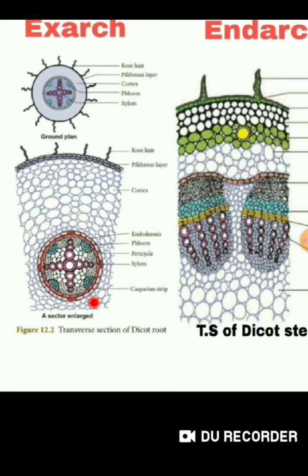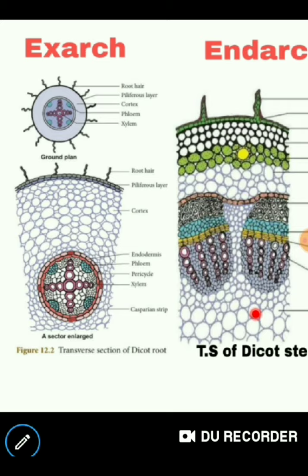Okay, second one is exarch. In exarch type, protoxylem is towards the periphery and metaxylem towards the center. This pattern is called as exarch, and this type of arrangement is seen in the root part. So if protoxylem is found in the periphery, you call it as exarch. If it is towards the center, you call it as endarch. Endarch can be seen normally in the stem part, whereas exarch can be seen in the root part.